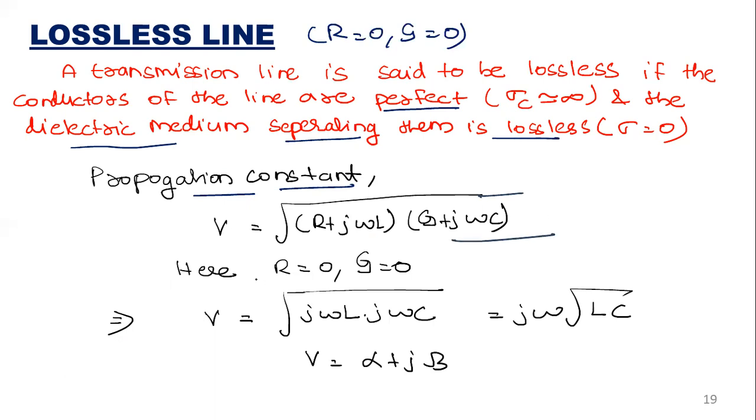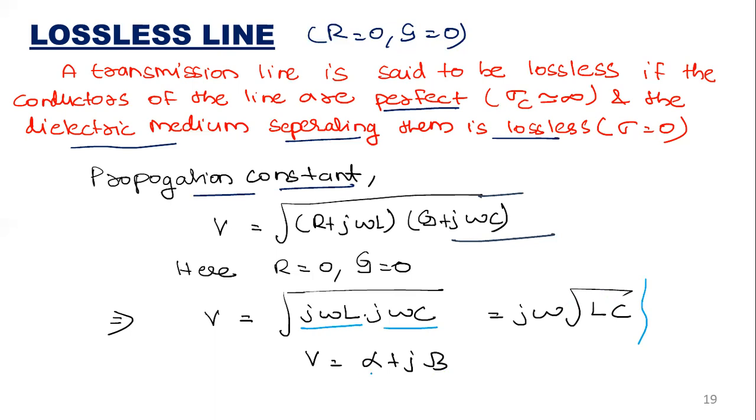But in case of a lossless line, R equal to 0 and G equal to 0. So you can avoid R and G, and we can write gamma is equal to root of j omega L into j omega C, which we can again write as j omega into root of LC. So here you can see that the resistive part is not there, or the real part you can say. So only the imaginary part is there for the propagation constant.